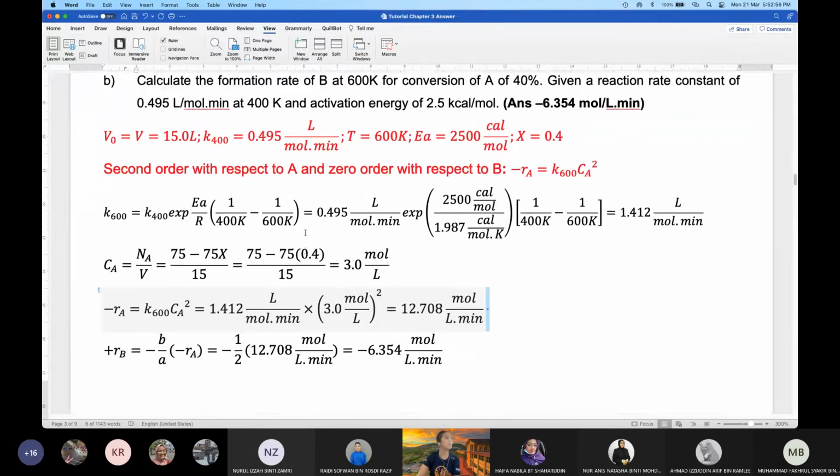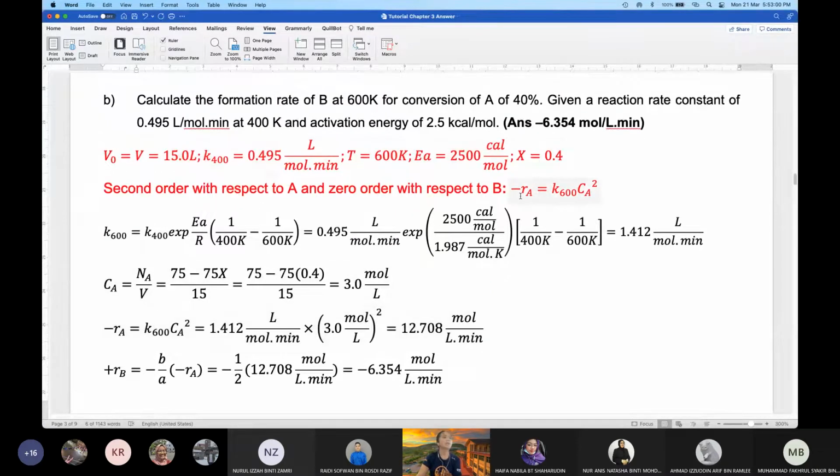So the rate law becomes minus RA equals K CA to the power of 2. The CB to the power of 0 we no longer write. So K CA squared, with the K at 600 Kelvin, sorry. Now you have deduced the rate law, as shown here in the part I highlighted. So let's find them one by one. To find minus RA, we need to find K and find CA, then square it. First of all, K.